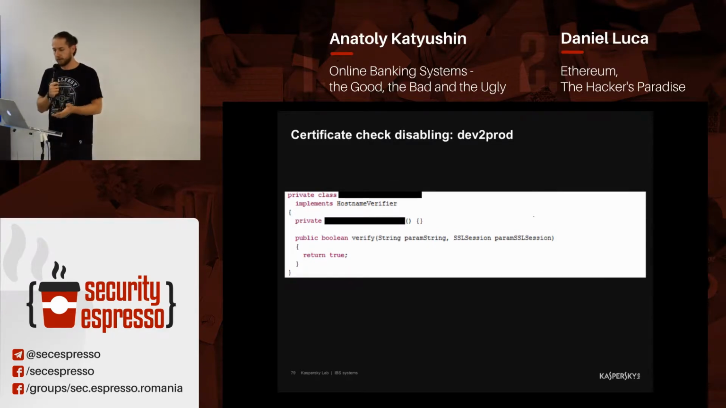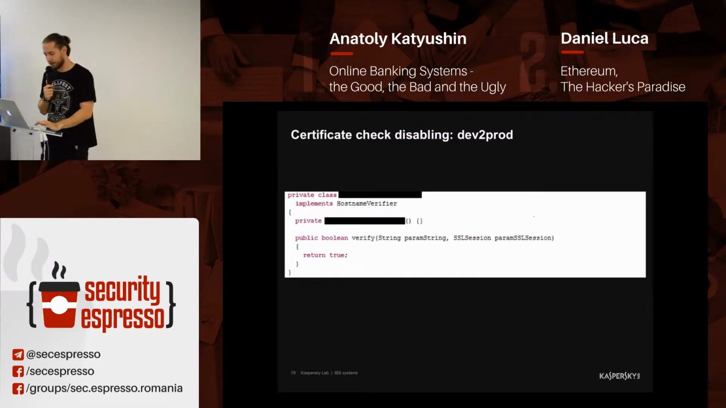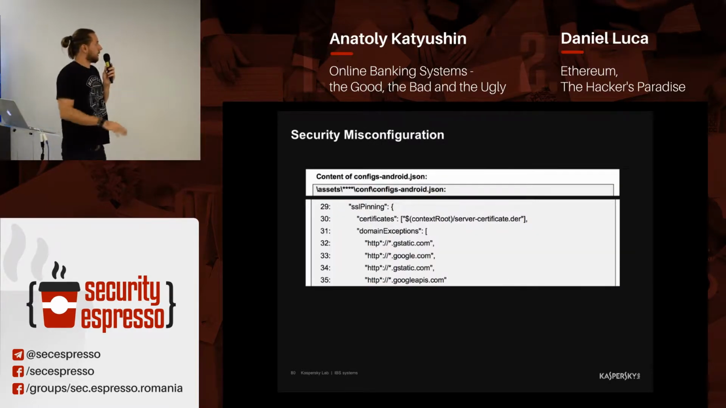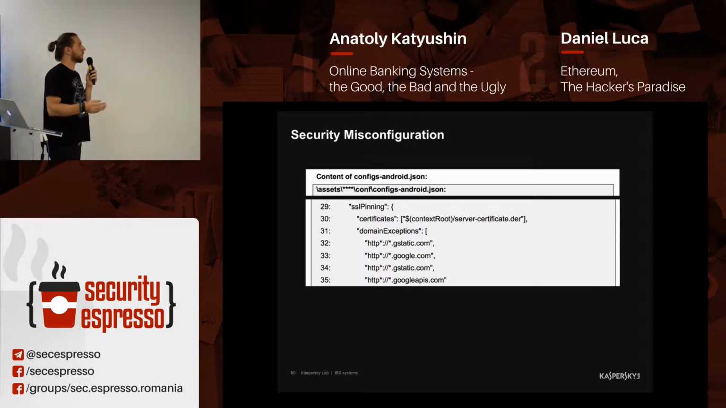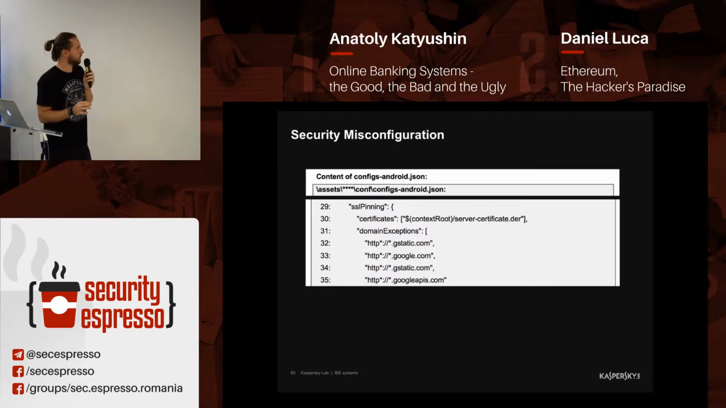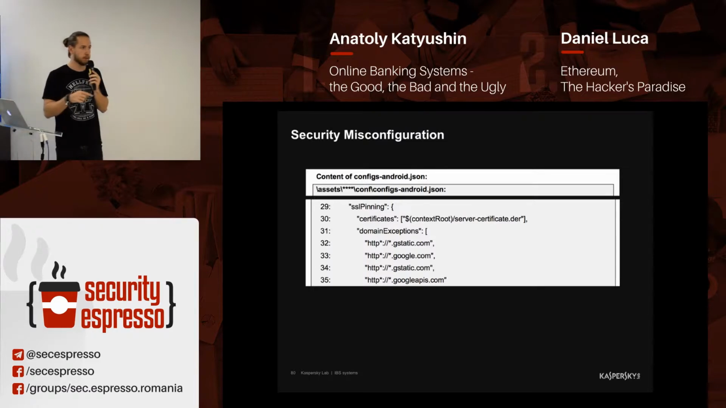Practically the same thing on another project. It verified hosts, and it just returned true. So you know that random function that returns 4, this is the same stuff. And this one was tough, actually. So there was some library, and there was a configuration, and some domain exceptions were configured for Google Analytics and Google Earth services. So when this happens, we can perform a man-in-the-middle attack and use self-signed certificates.